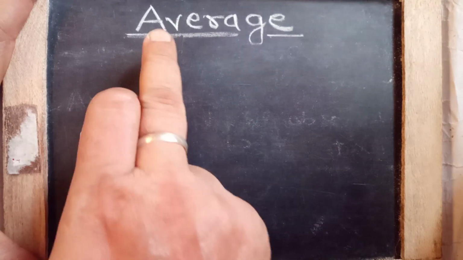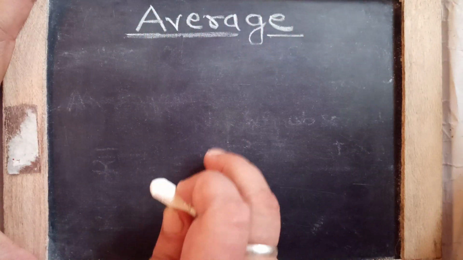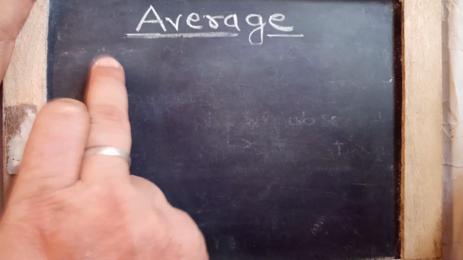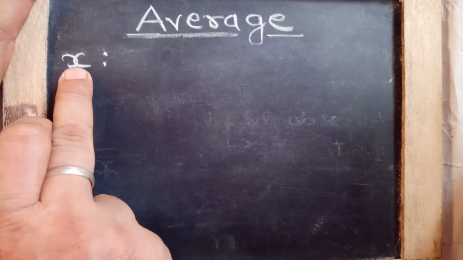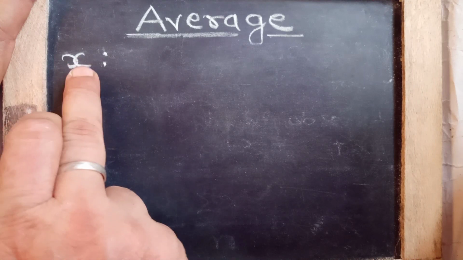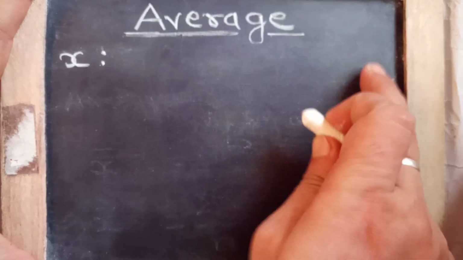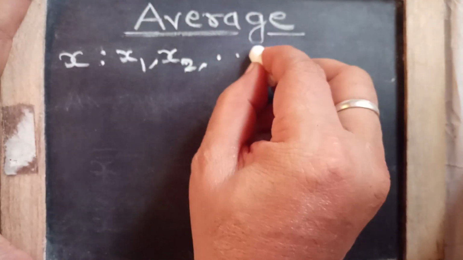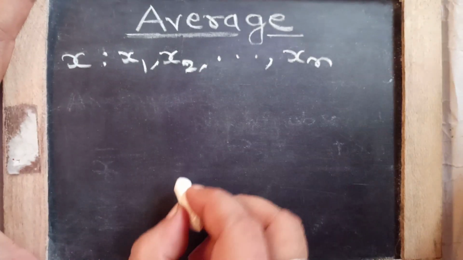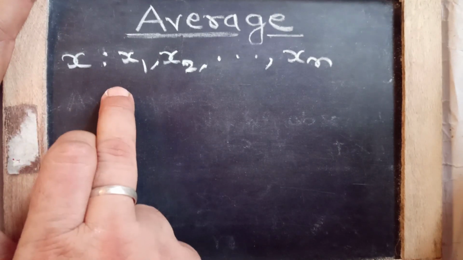Today we learn average with an example. The given observation or data is x, which is distributed among the n observations as x1, x2 and so on, xn.